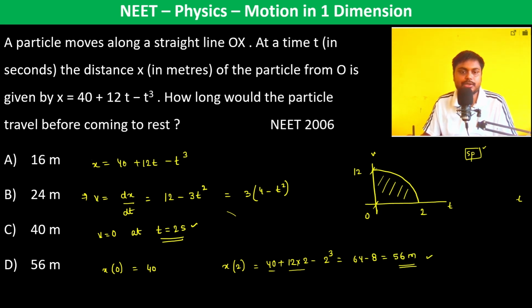Now, how long would the particle travel before coming to rest? So at 0 it's at 40 meters, at 2 seconds is 56 meters, so therefore it has traveled 16 meters. So therefore A is going to be the answer.